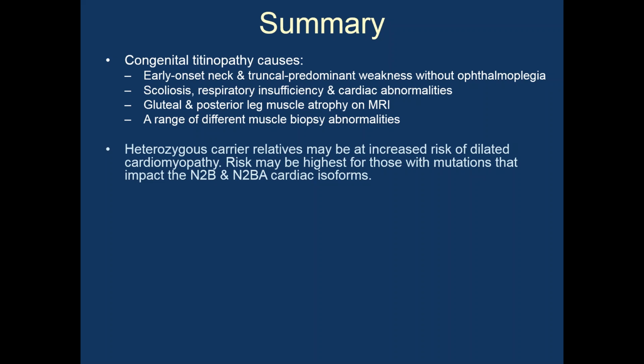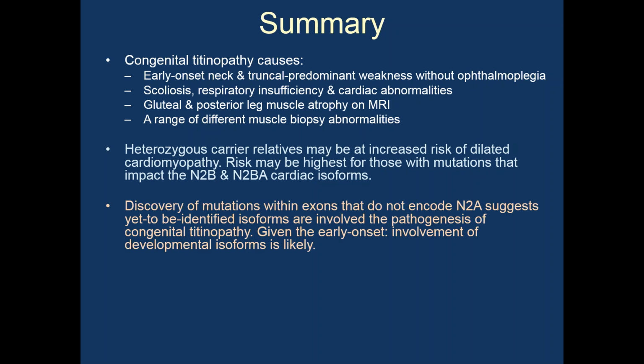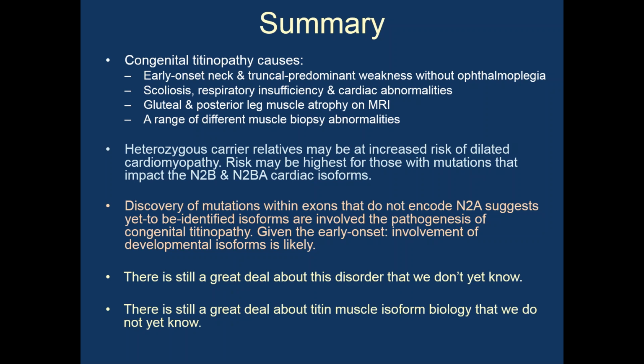It looks like heterozygous carrier relatives, so relatives that have 1 copy of a mutation that causes congenital titinopathy, may be at increased risk of cardiomyopathy, but we don't yet know the degree of risk. It's probably going to be highest for those with mutations that impact those 2 cardiac isoforms. The discovery of mutations in exons, or parts of the recipe, that don't include the skeletal transcripts suggests that there are lots of other isoforms involved, and we suspect that developmental isoforms are involved. But there's still a great deal about this disorder that we don't know, and there's still a great deal about titin muscle isoform biology that we don't yet know about.